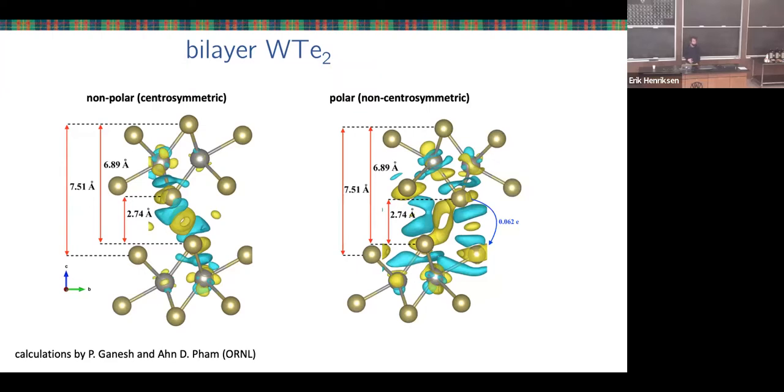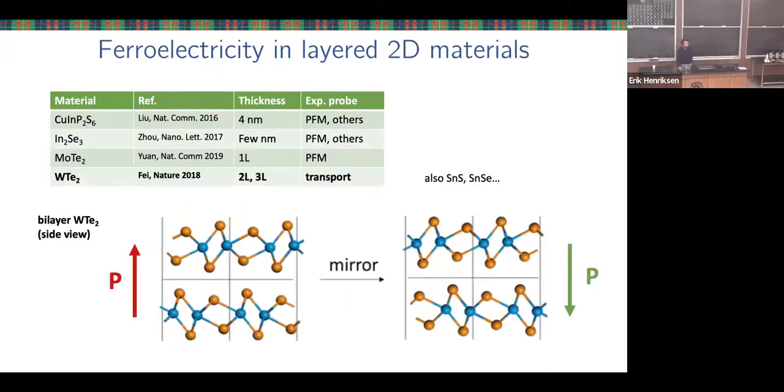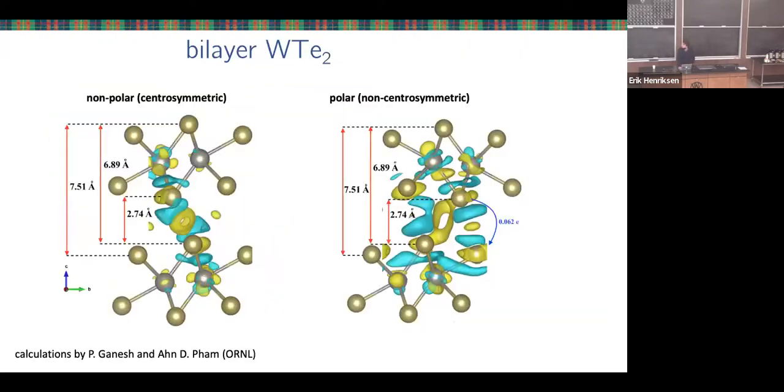So the secret of having the polarization is this mirror glide symmetry. Is that right? Yes, that's right. You're saying the glide is 1/10 of the lattice parameter. That's right.